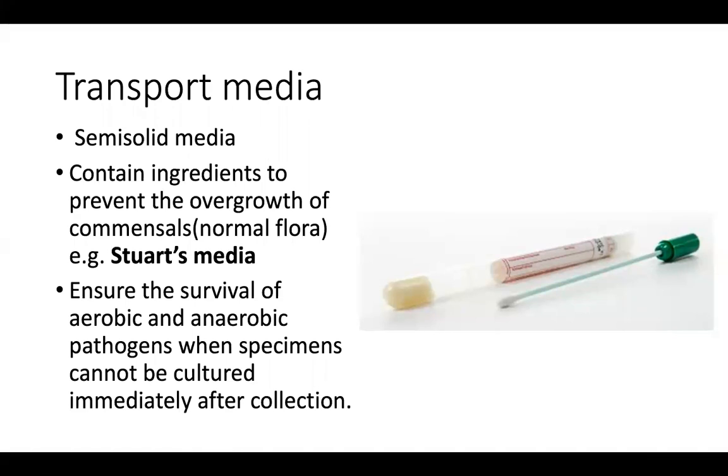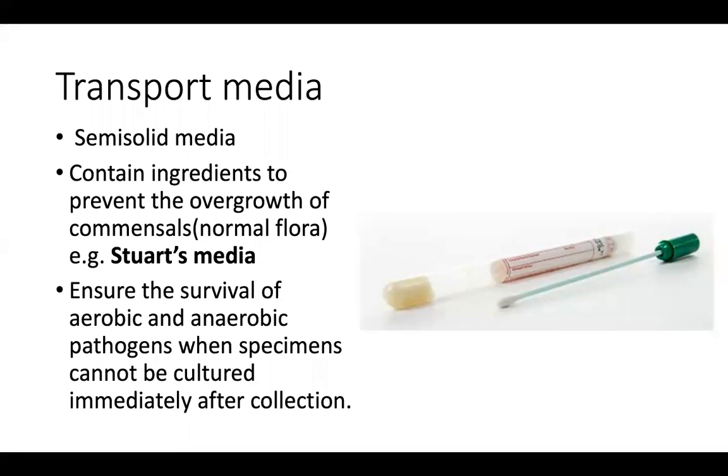So we use transport media. Now, transport media contain ingredients to prevent the overgrowth of commensals. Commensals are normal flora. Because you're interested in the pathogenic bacteria, you're not interested in the normal flora. An example is Stewart's media. You can see a photograph on the right.